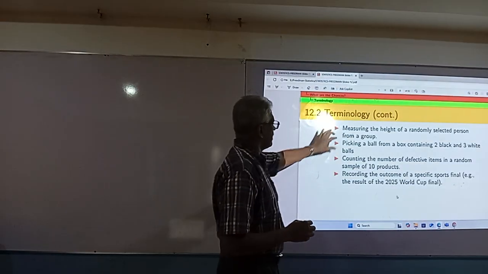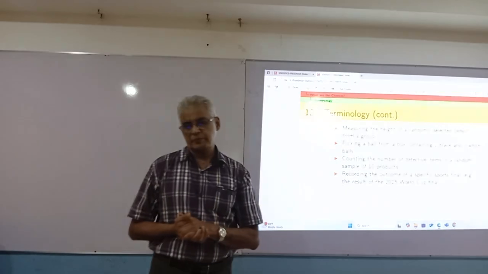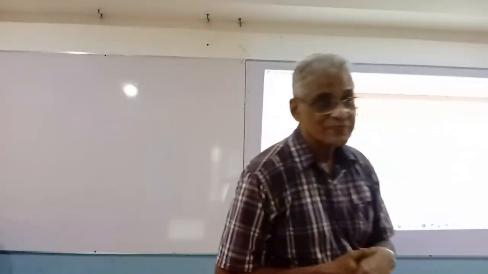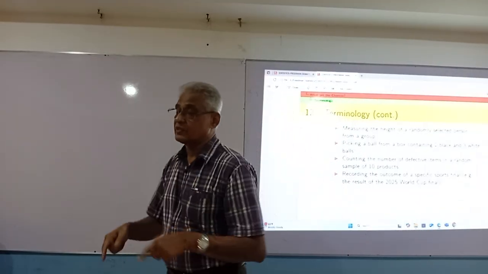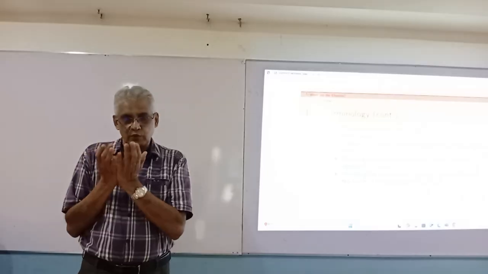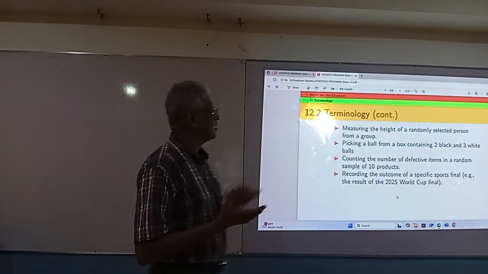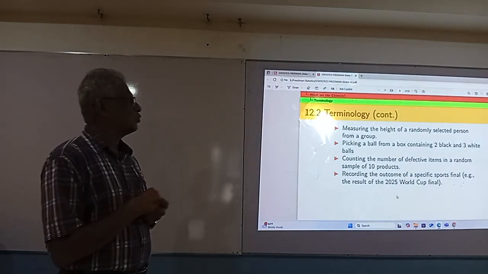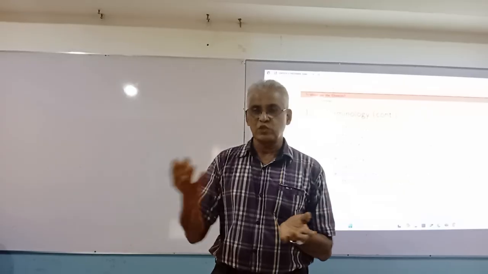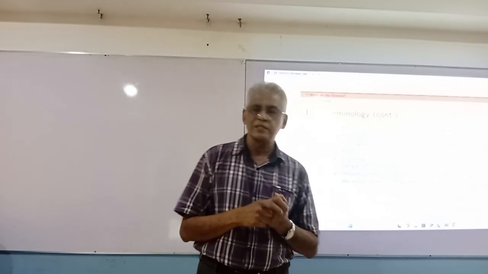Here, picking a ball from a box containing 2 black and 3 white balls. It doesn't say without looking. That's right, that's an important thing actually. It just says picking and it doesn't say what outcome we are looking at. Outcomes are not defined in this sentence. If you say, for example, picking a ball from a box containing 2 black and 3 white balls and observing its color, then when you observe, at least you have some outcome, the color.